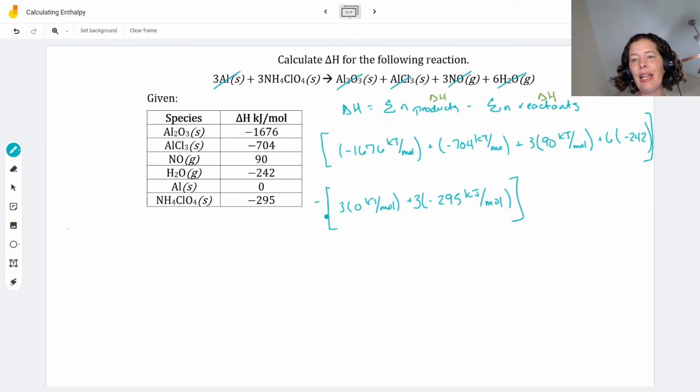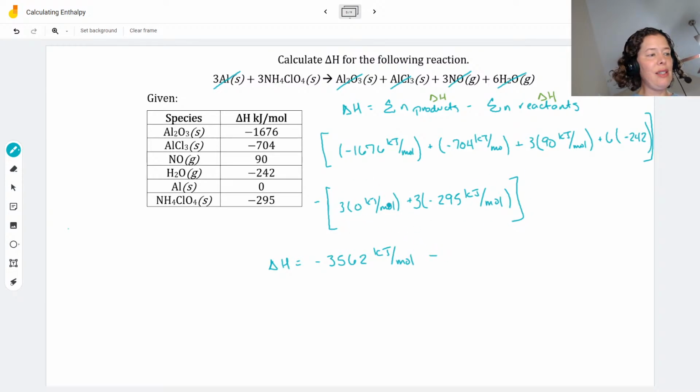So one thing that I like to do is I like to simplify each first. You can put it all in your calculator, of course you can, but I find that when I do these problems, I have fewer errors if I put in one extra simplification step. So basically, I'm going to sum my products and I'm going to sum my reactants, and then I'm going to put them together. So if I do my first bracket here, this is what delta H equals, negative 3562 kilojoules per mole, and minus my bracket here.